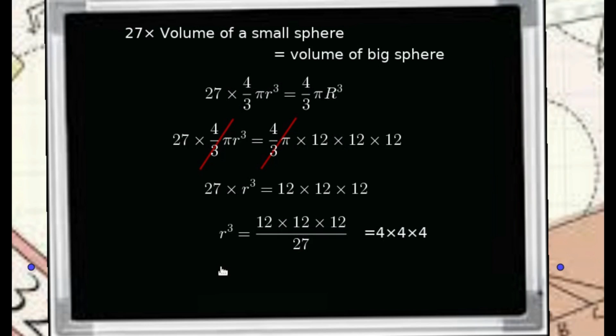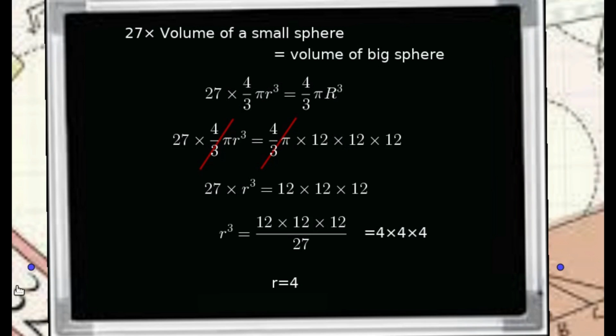Therefore, r equals 4 itself. The cube of a number is that number multiplied 3 times. Therefore, r cube equals 4 into 4 into 4, which means 4 cube. Therefore r equals 4. So the radius of the small sphere is 4 centimeters.